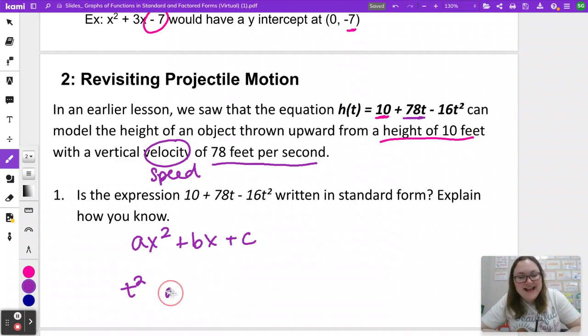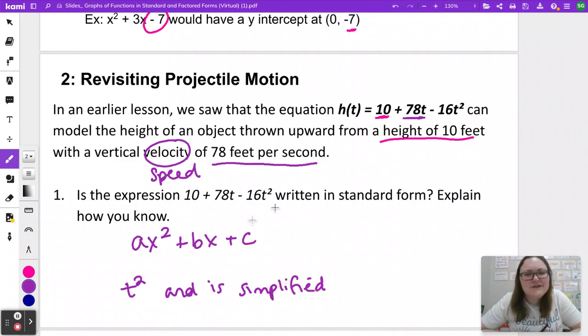It's got that t squared and is simplified. There's no other math I could do there to simplify it. I can't combine like terms. I can't do any multiplication. This is as simple as it gets. So a couple different ways you could explain recognizing it's in standard form.